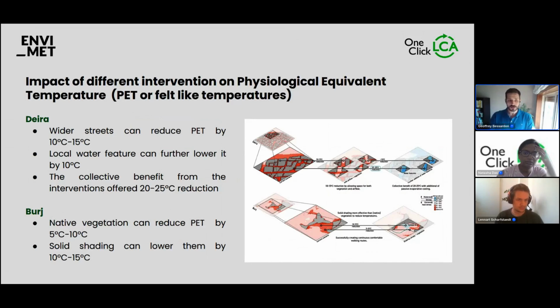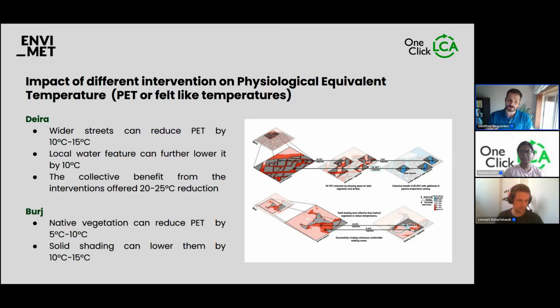And in DERA, if you try to widen the streets, you would reduce the PET by 10 to 15 degrees, which is a lot. If you had some local water feature, the evapotranspiration process also contributes to reduce the PET by a further 10 degrees. So in total, if you combine local water features and widening the streets in DERA, you could get a PET drop of 20 to 25 degrees.